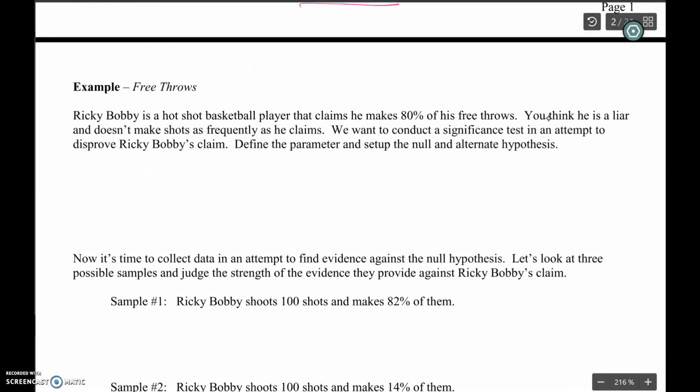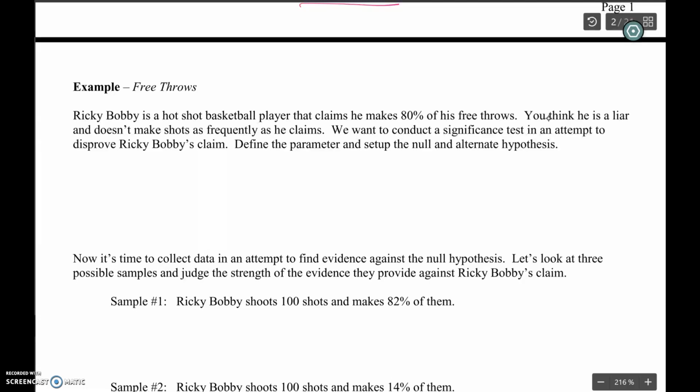All right. Ricky Bobby is a hotshot basketball player who claims he makes 80% of his free throws. You think he's a liar and doesn't make shots as frequently as he claims. We want to conduct a significance test in an attempt to disprove Ricky Bobby's claim. Define the parameter, the null, and the alternate.